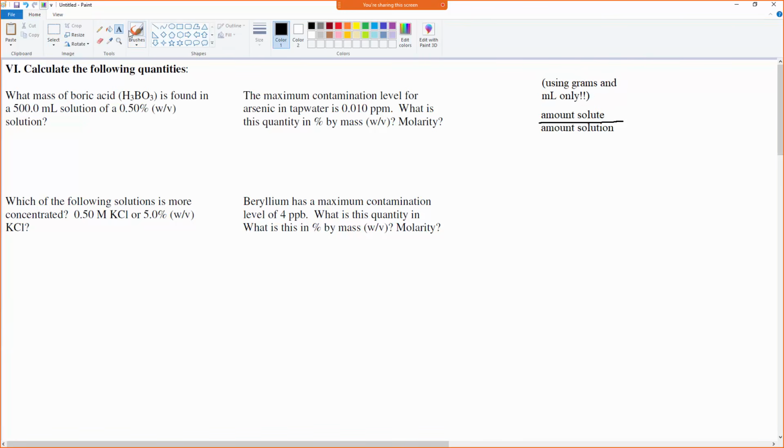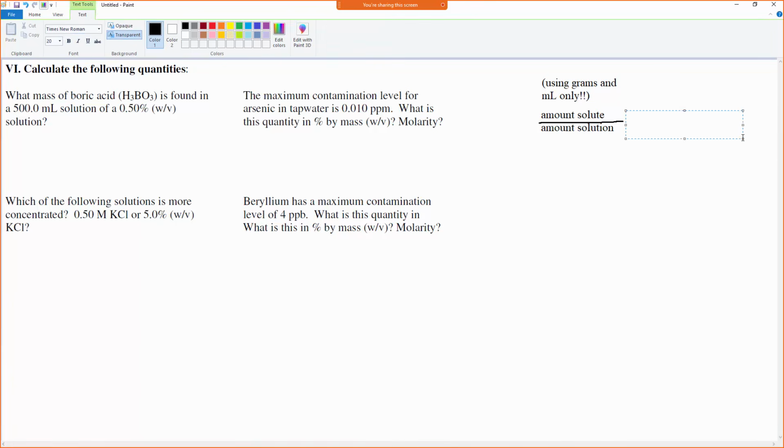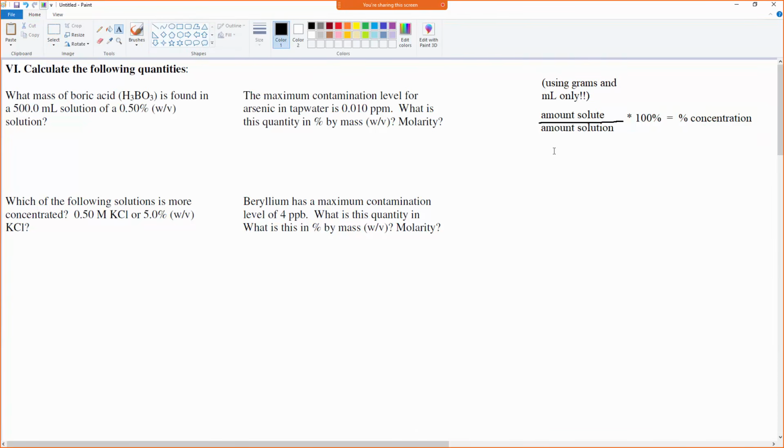That divided by that gives you the ratio. And then if you multiply that by 100%, you get the percent concentration. Percent meaning per, and cent means 100, so per 100. So you take the fraction, multiply it by 100, you get the ratio per 100, that's the percent.